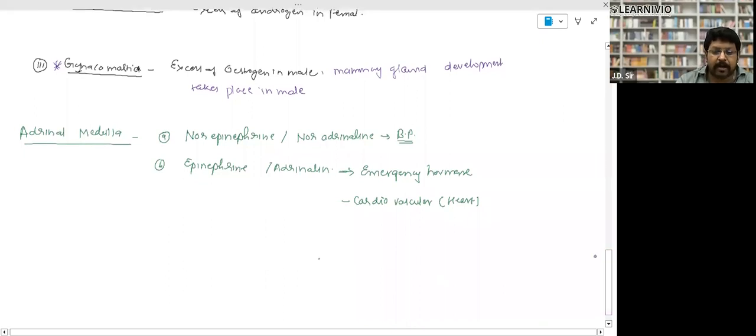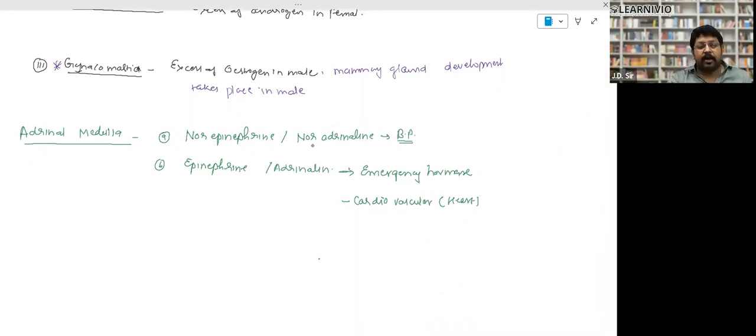Now the inner core part, the adrenal medulla, secretes norepinephrine and noradrenaline, or both are the same thing. Either you call it norepinephrine or noradrenaline, that controls the blood pressure. Epinephrine and adrenaline are called emergency hormones, and they control cardiovascular activity, meaning they control the heart, right? So adrenaline or epinephrine controls the heart, and norepinephrine or noradrenaline controls the blood. Go through it and tell me. Is that clear or not?